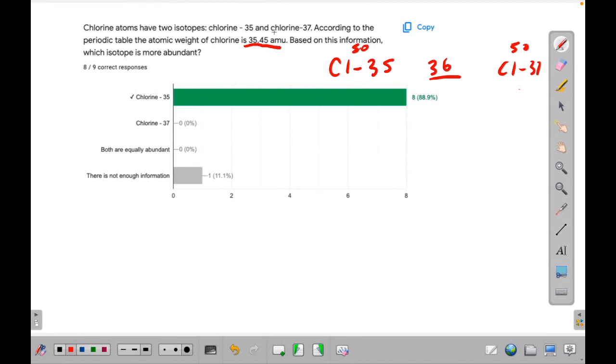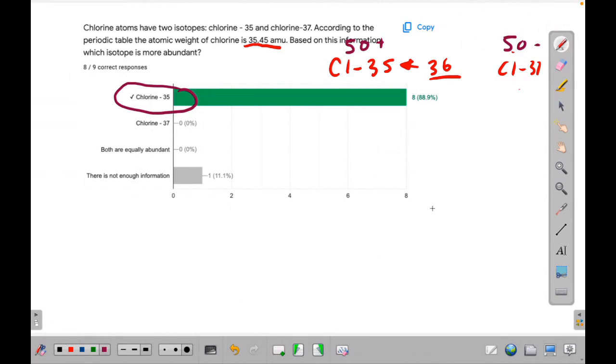It's 35.45. It's more in this direction towards Cl35. So even if you haven't taken statistics, hopefully your math sense over the years has developed enough that you're like, well, this is definitely going to be greater than 50, and this is going to be 50 and less. Maybe like 75%, 25%. I don't have the exact numbers. We don't need the exact numbers. All you need to be able to do is identify that chlorine 35 is the more abundant isotope because the atomic mass is more skewed towards that one.